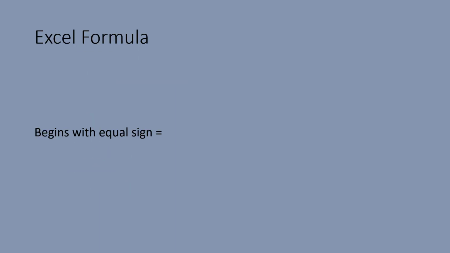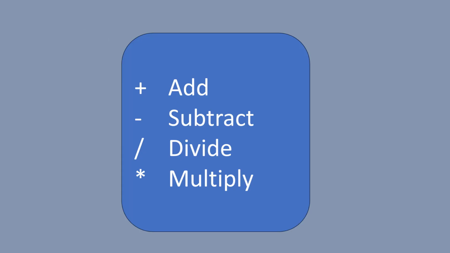In Excel, all formulas start with an equal sign. The main mathematical operators in formulas are add, subtract, divide and multiply. Now, it's a little bit different than the normal multiply symbol that we'd use in mathematics. In computing languages, it tends to be the asterisk sign, which is the Shift 8 on the normal computer keyboard. So the Shift 8 gives you the asterisk, which is the multiply sign in computing.